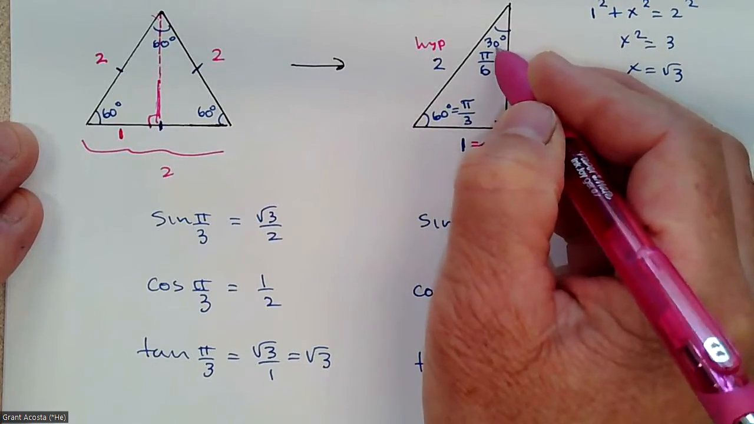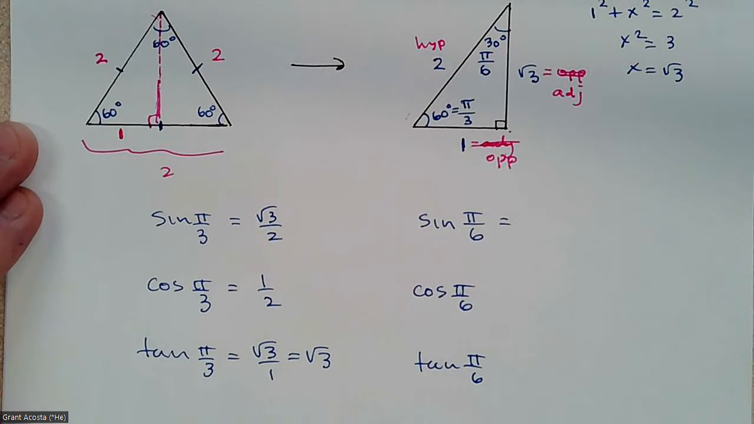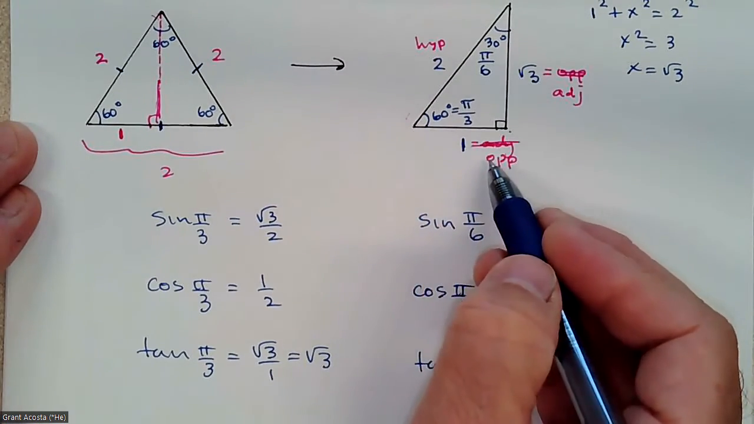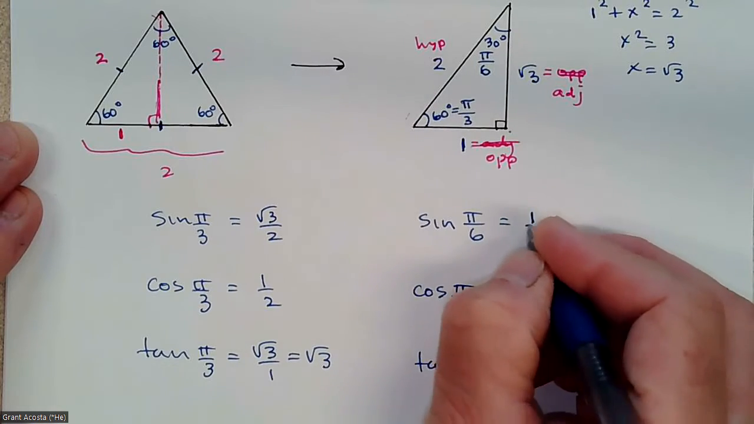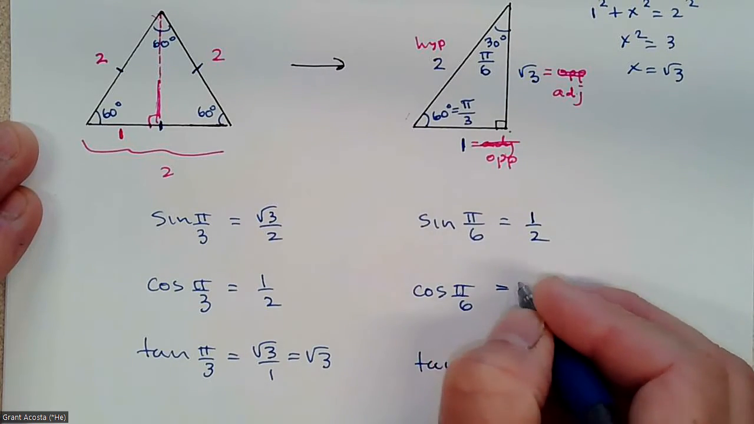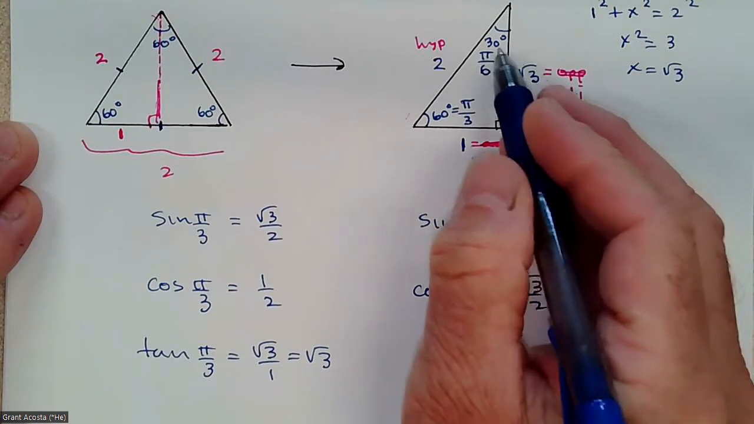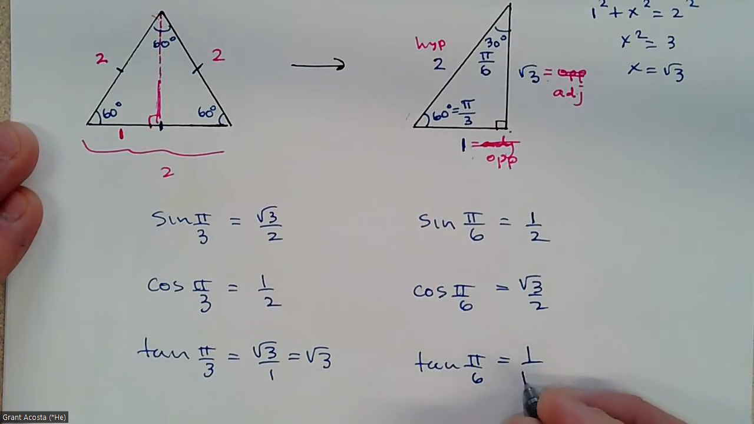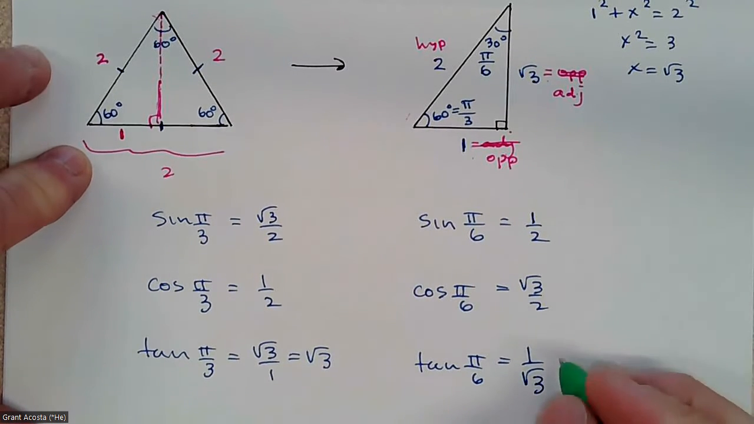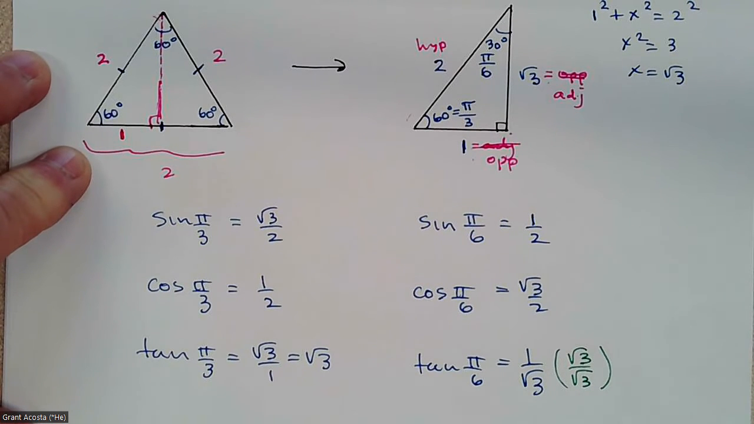If I'm working with pi over 6, the hypotenuse is always opposite the right angle, so that's not going to change. Sine of pi over 6 now is opposite over hypotenuse, 1 over 2. Cosine is adjacent over hypotenuse, root 3 over 2. And the tangent is opposite over adjacent from this angle, 1 over root 3. Again, you can rationalize if you want. You don't have to. You rationalize by multiplying by root 3 over root 3. You end up with root 3 over 3.